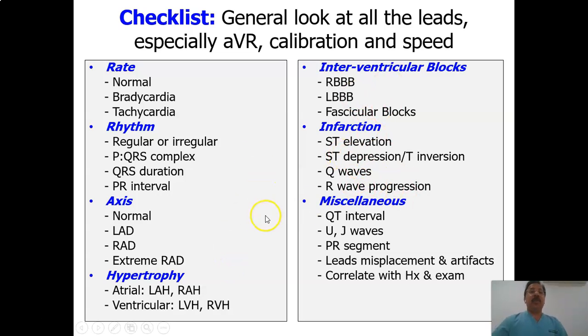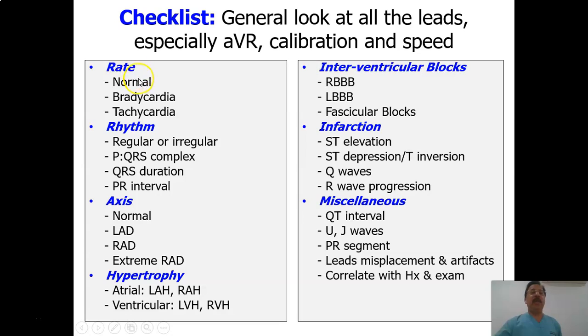We have to review the checklist once more before going through all the exercises in the coming slides. The checklist includes: have a general look at all the leads, especially the aVR. aVR is normally negative, but if aVR is positive, it means something is wrong with the ECG. Look at the calibration and speed, and then follow the steps.